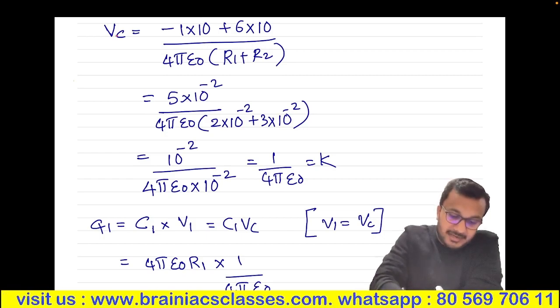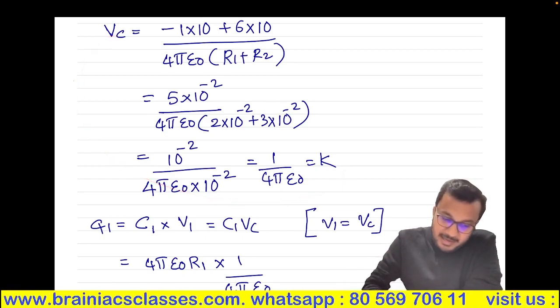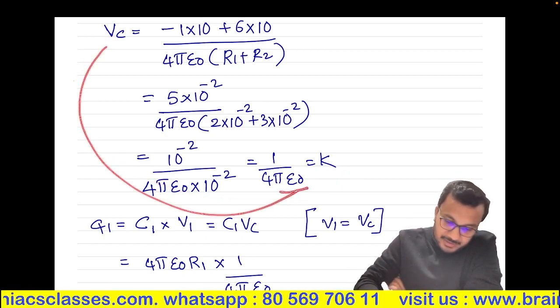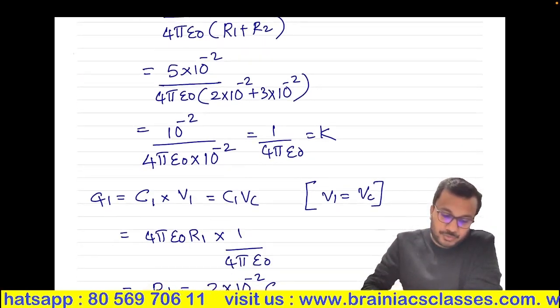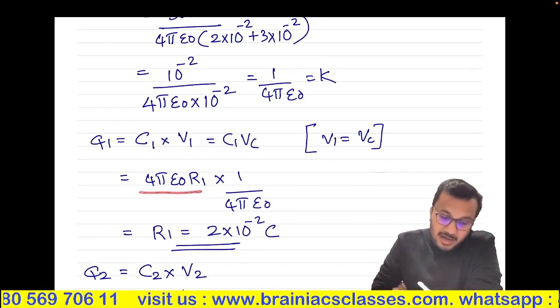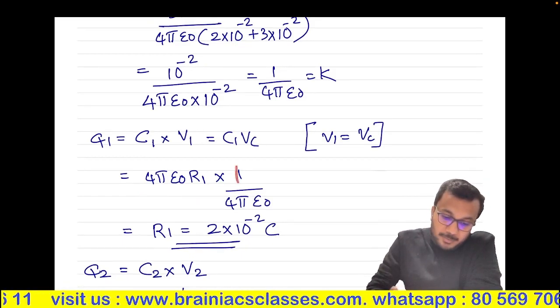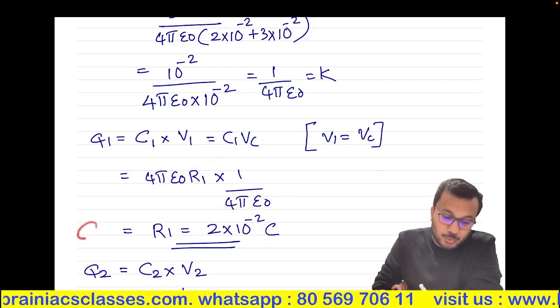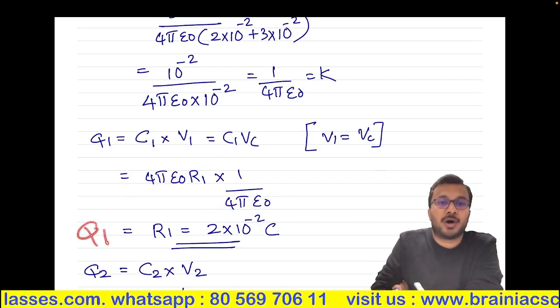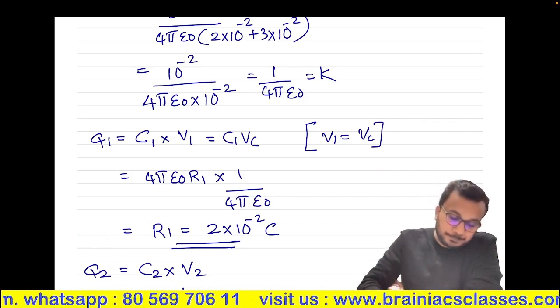That's what we do: we find the common potential here, and we use it here. VC. So C1 is 4 pi epsilon 0 R1. VC, the common potential, is 1 by 4 pi epsilon 0. This will cancel. So Q1 is nothing but equal to R1, 2 into 10 power minus 2.